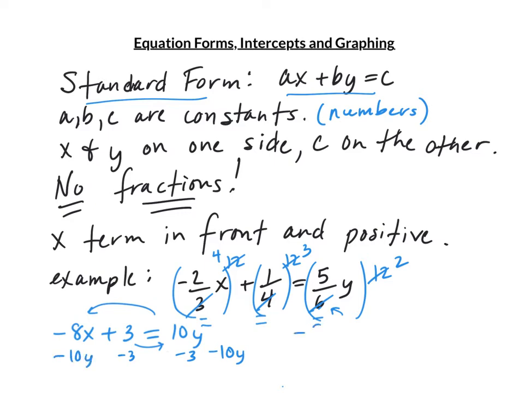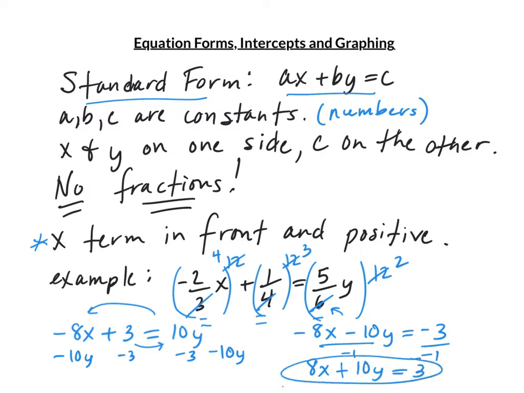So what I have is negative 8x. Now the 3 is gone, and I subtracted 10y from both sides, so minus 10y. Remember, you can't combine those, they're not like terms, equals, and I subtracted 3, and so I have a negative 3 on the other side. Now, as I mentioned, normally the x term is in front and positive. See how I have negative 8x? What I would do then is divide everything by negative 1, and that would just change all the signs. The final answer in standard form would be 8x plus 10y equals 3.